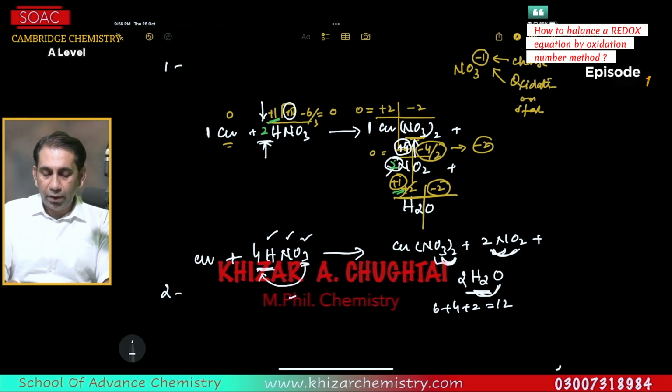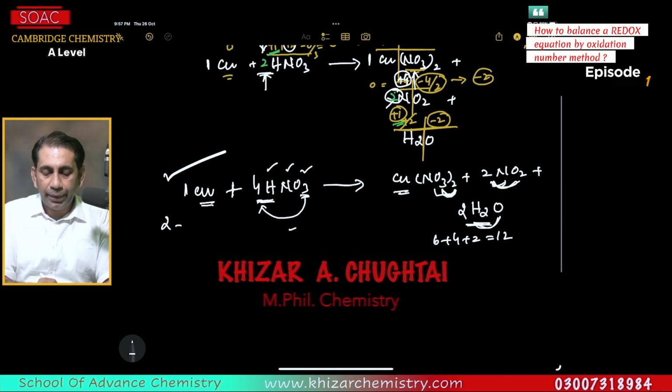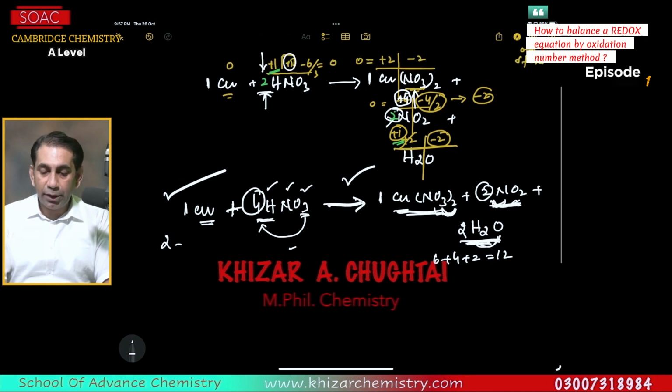Finally, what about the copper? At the end, we will check the element. Pure element will be treated at the end of this mechanism. One copper, and the equation is balanced. So the overall equation is 1 mole of copper will react with 4 mole of HNO3 to produce 1 mole of copper nitrate, 2 mole of nitrogen dioxide, and 2 mole of H2O. This is said to be a balanced equation, and I made it balanced by the oxidation number method.